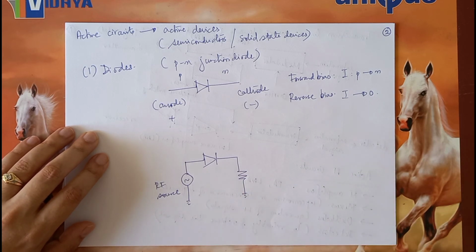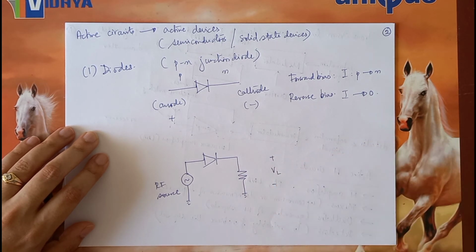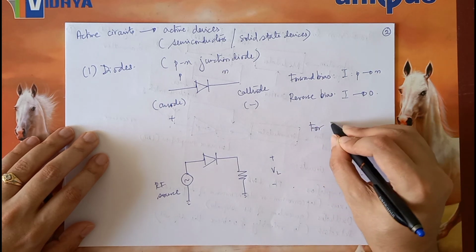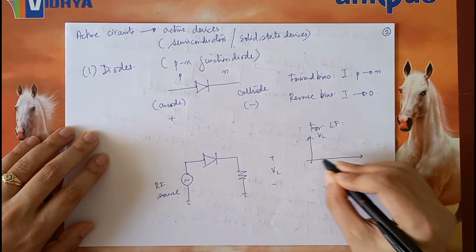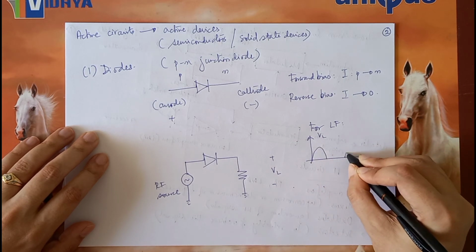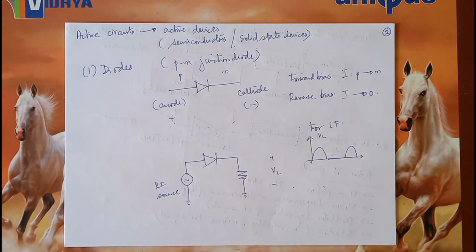So ideally what we expect, if we were to look at the load voltage, so let us say for low frequencies, the voltage across the load VL would look something like this, kind of like a half wave rectified signal, because in the negative half of the cycle this diode would be off. But let us now see if the frequency of the source is increased, what might happen?